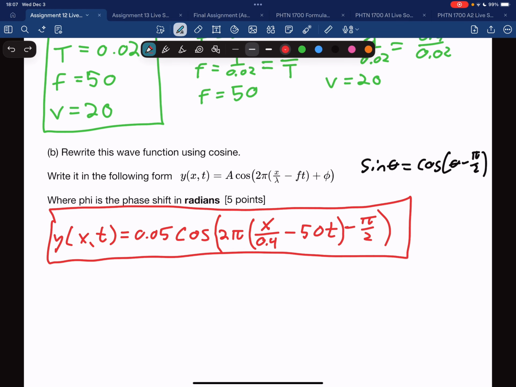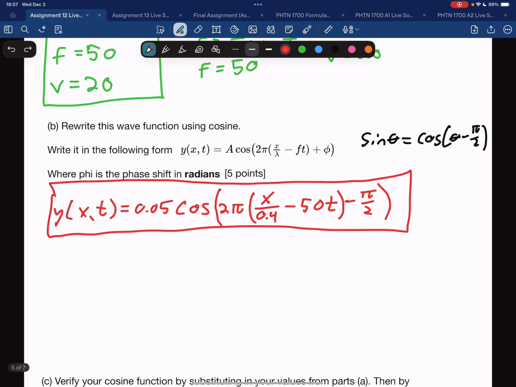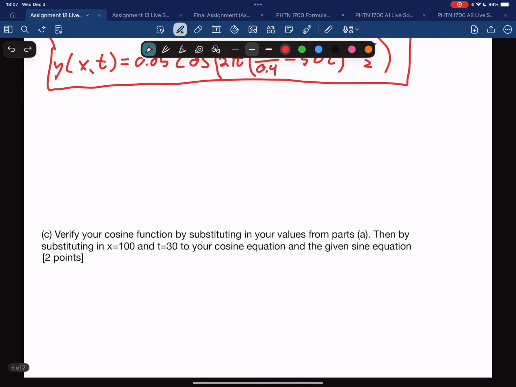There we go. That was the correct answer there for part B. C, verify your cosine function by substituting in your values from part A. So that's what we just did. Then, by substituting in x equals 100 and t equals 30 to your cosine equation and the given sine equation.